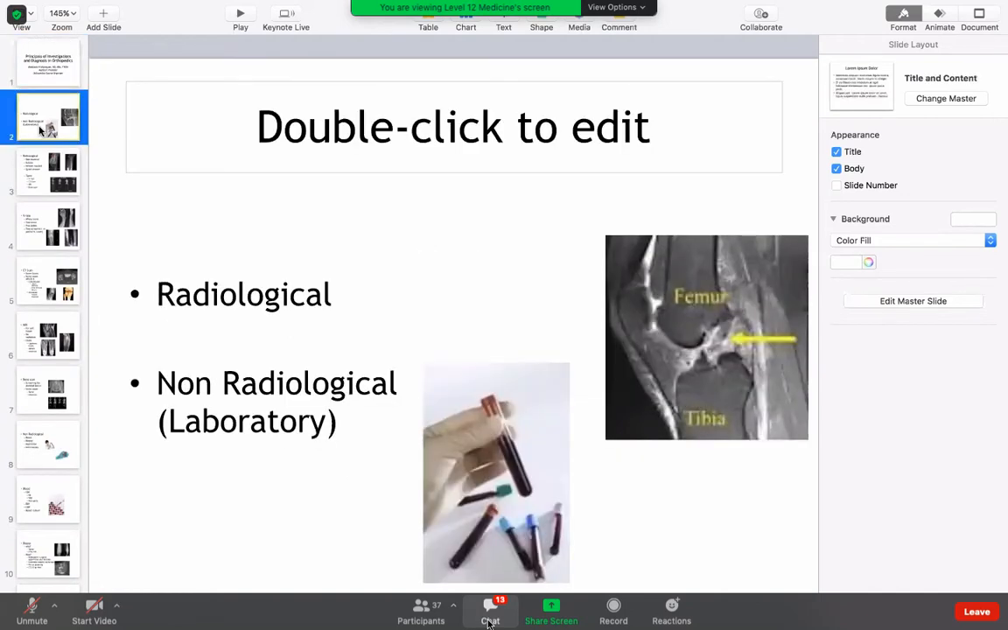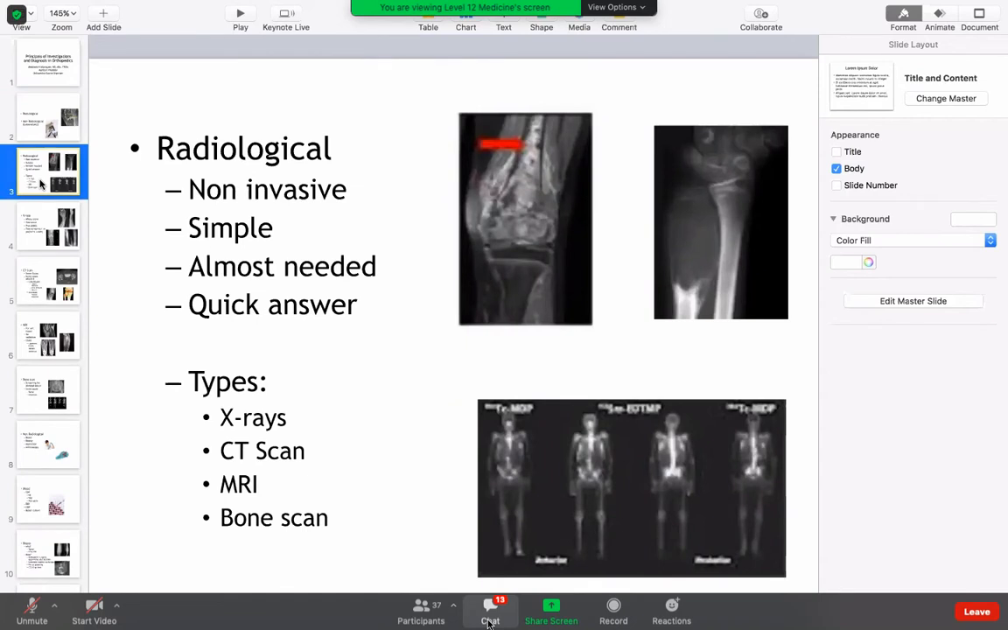In general, once you do a thorough history and a good physical examination, you'll be able to formulate a good differential diagnosis. However, sometimes you need to confirm your diagnosis with some other investigations. So investigation can be radiological or laboratory. The radiographic investigations are usually non-invasive, simple, almost needed in most cases, and can give you a quick answer.